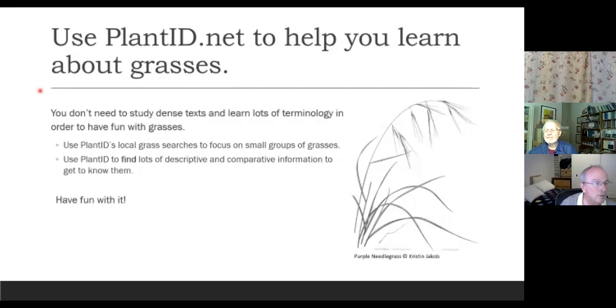You don't need to study dense texts and learn lots of terminology in order to have fun with grasses. Use PlantID's local grass searches to focus on small groups of grasses, and then use PlantID to find lots of descriptive and comparative information to get to know them. Have fun with it. So Dave, that's the end of my presentation.